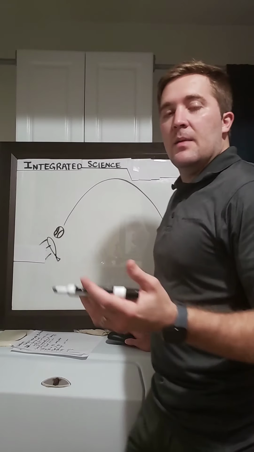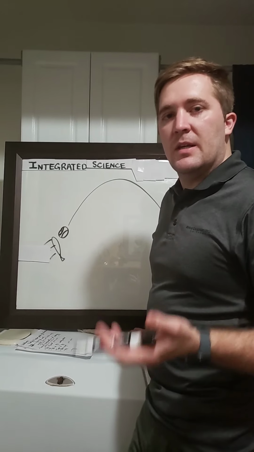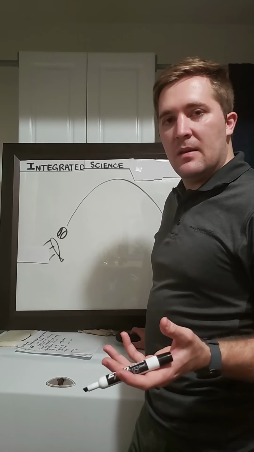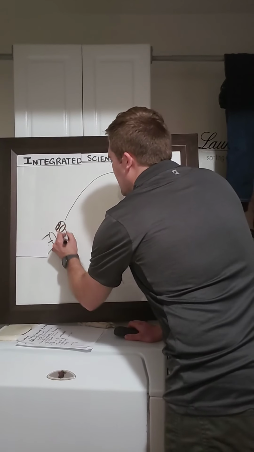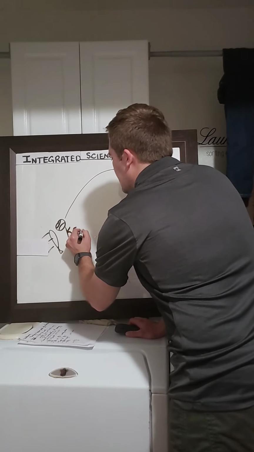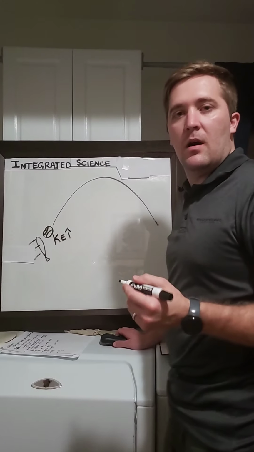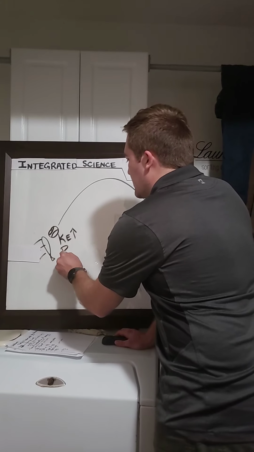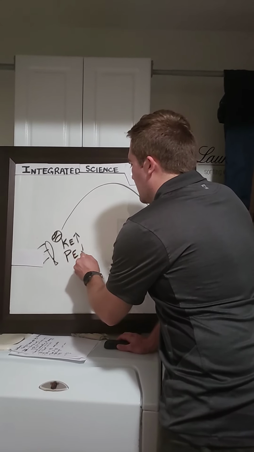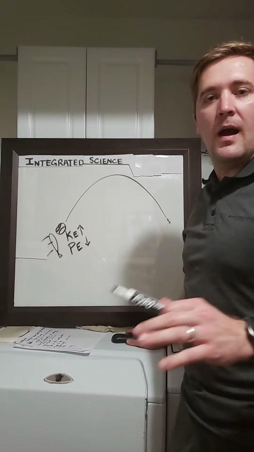Okay, think about kinetic energy and potential energy. Kinetic energy deals with speed. Potential energy deals with height. Kinetic energy, at this point, will be at its highest because we hit the ball really hard. So right off the bat, it's going to be at its fastest speed. Potential energy, inversely, will be low because it's not very high off the ground.